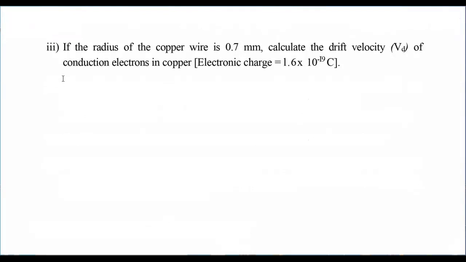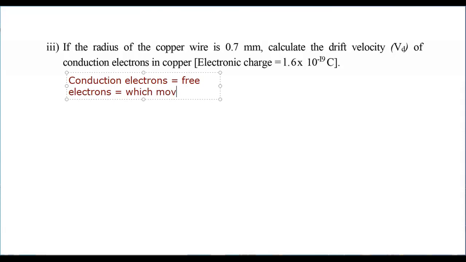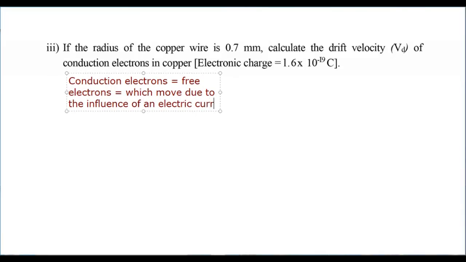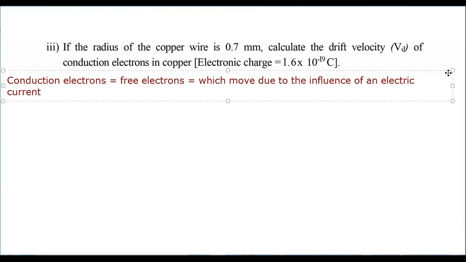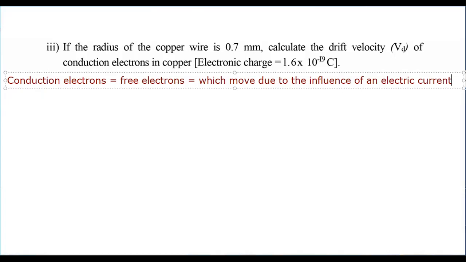Thank you very much. Conduction electrons mean free electrons. What's the point that you should know there? Conduction electrons means free electrons. It has another meaning: the electrons which move due to the influence of an electric current. Please write this, it will help you understand. Conduction electrons are the free electrons, and they are the electrons that move when there is an electric current. Got it here? Please write this sentence.